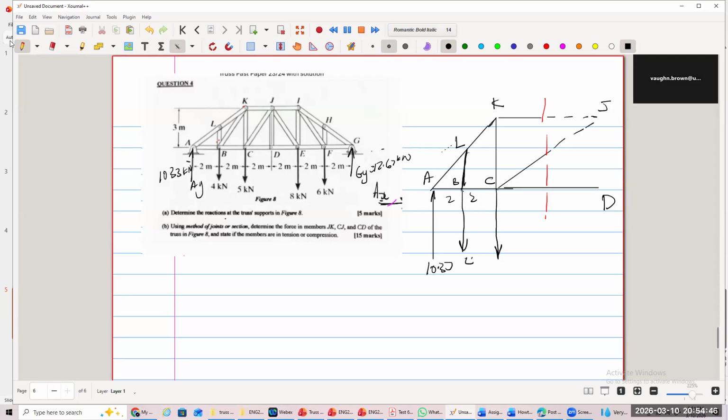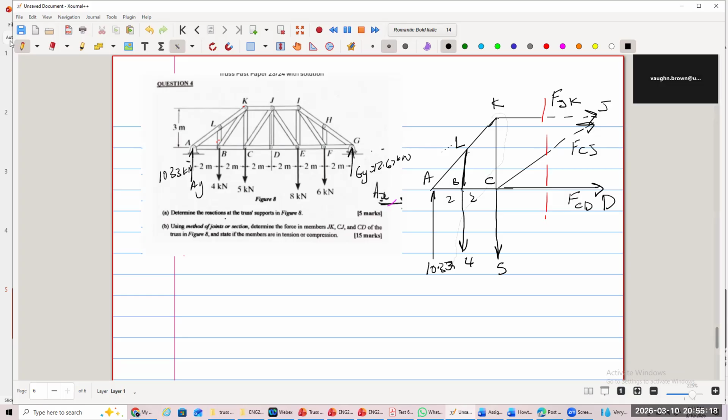This is 4. This is 5. All right. We label this. This is F_JK, as we want to call it. This is F_CJ. And this is F_CD. Draw the arrows to show the direction. So you assume that they are in tension. Now, when you do that, guys, you have pretty much the global forces. So you don't need to do anything else.